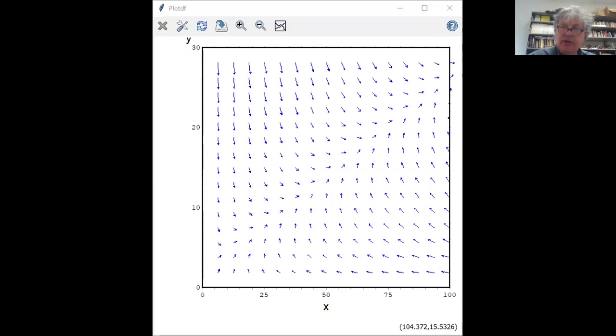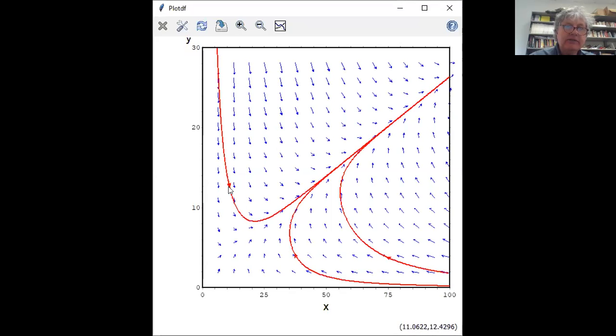Okay, and then here is when n equals 12, and it's just going off to infinity.